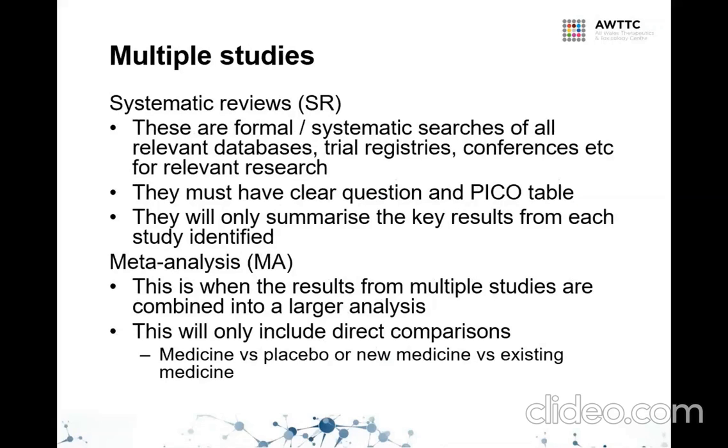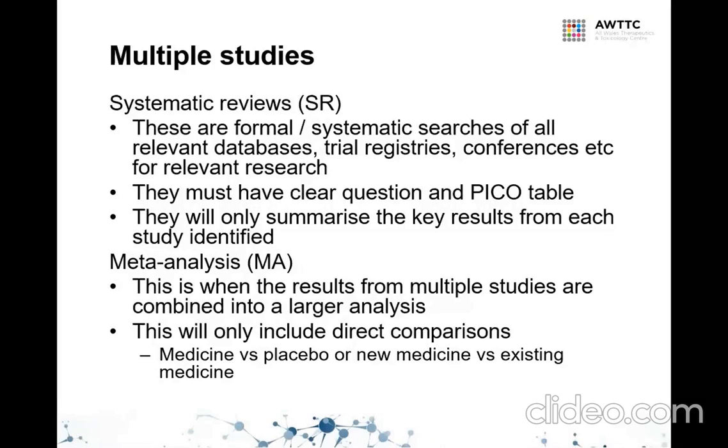As the name suggests, systematic reviews are when a systematic search has been done of all available literature. They have to have a very clear question and a very clearly defined PICO table, and this will be used to determine search terms and used for the sifting of the results. The review will only provide an overview of the key study characteristics, the baseline patient characteristics, and will summarise the key results from each of the studies identified.